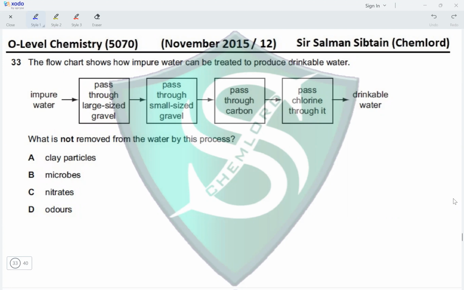What is not removed from water by this process? Clay particles. Clay particles will be removed using the small size gravel. Microbes will be killed by passing it through chlorine. Nitrates are soluble in water, and none of the processes that the water was passed through was able to remove nitrates. And odors were removed by passing it through carbon. Therefore, option C is the correct option for this question.